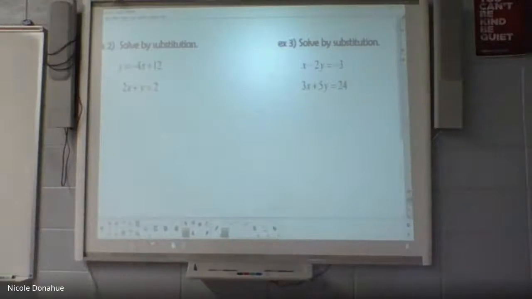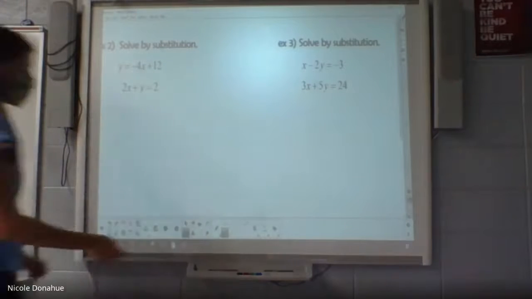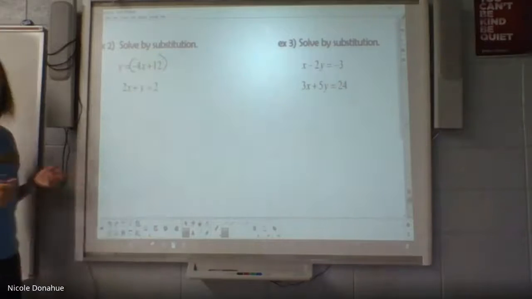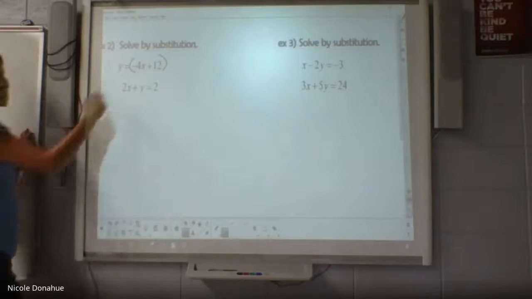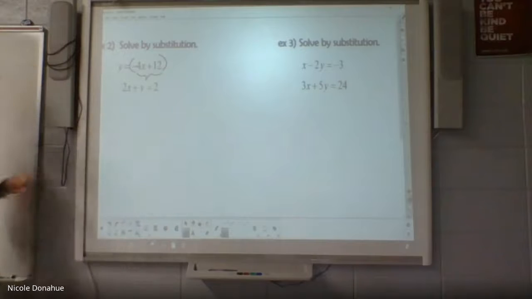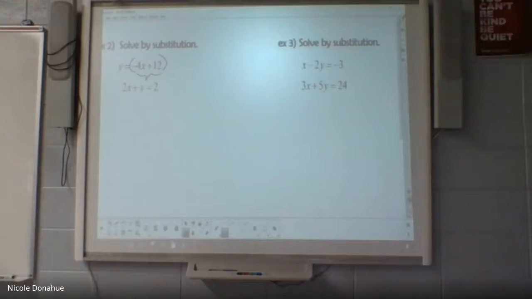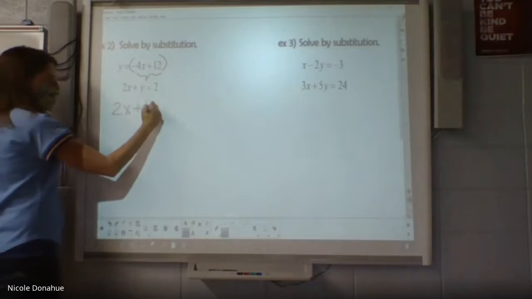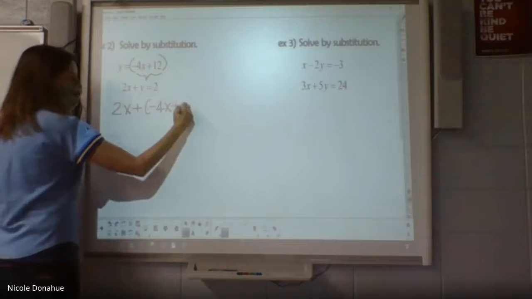So the next one, guys, same idea. We already have a variable alone. So this y is going to go in place of the other y. Now this one's even a little bit easier because the y doesn't have anything it's being multiplied by in the other equation. So we don't even really need the parentheses or to distribute at all, but we can use them anyhow. So I get 2x plus this negative 4x plus 12.